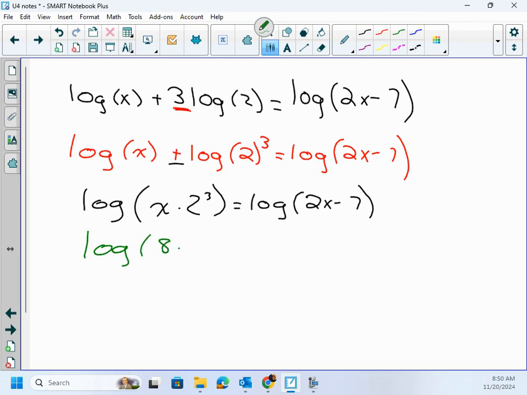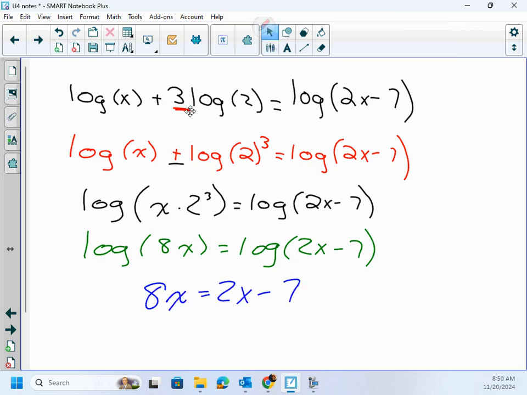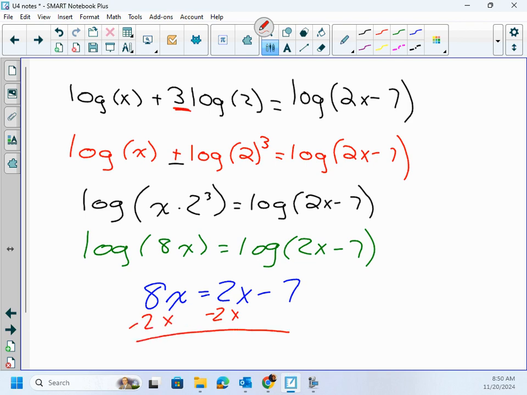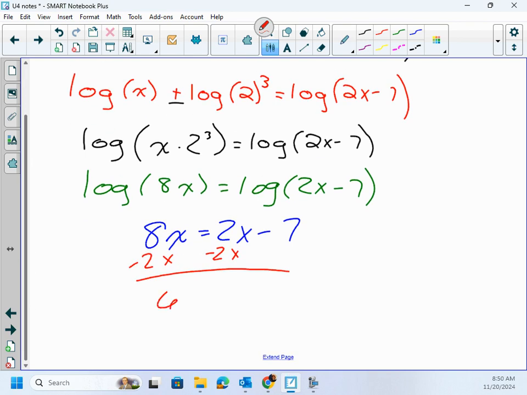Now, you don't have to write both the green and the black steps. You can just write one of them, it's totally fine, and go straight to the green. But now log equals log, so I can drop the logs and go 8x equals 2x minus 7. That's an easy one to solve. So 6x equals negative 7. So I get x equals negative 7 over 6.